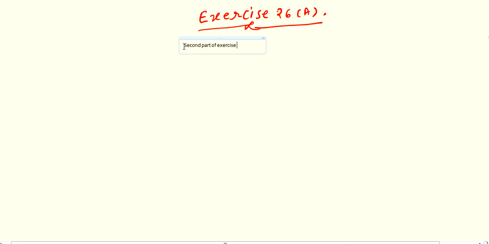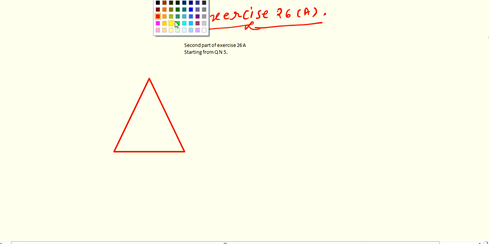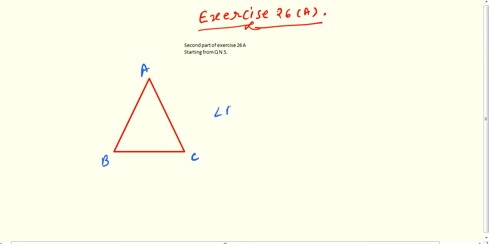Second part of exercise 26A, starting from question number 5. Your question number 5 is: in triangle ABC, this is your triangle ABC. Angle A equals angle B equals 62 degrees. So your angle A, angle B and angle C. Angle A is 62, angle B is 62. So what will be the value of angle C?